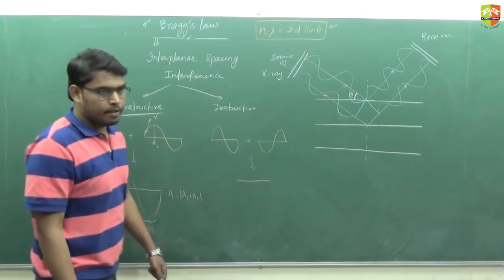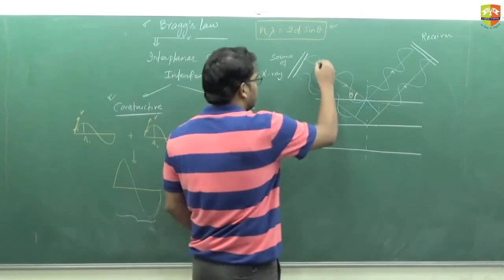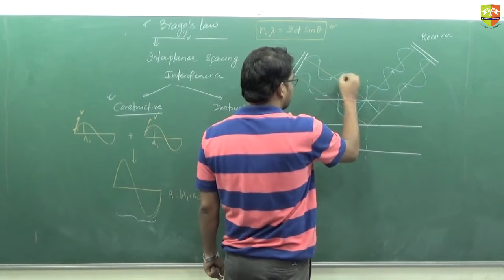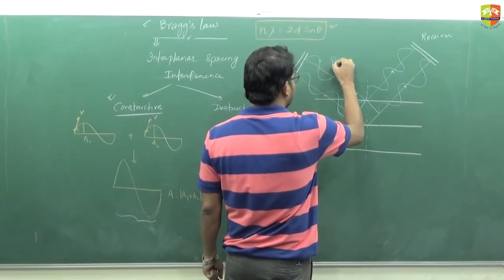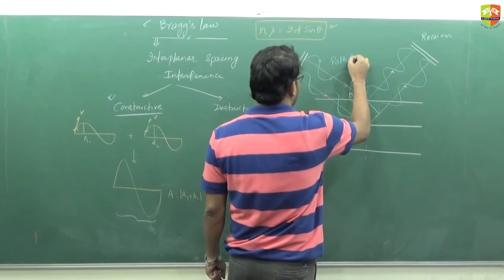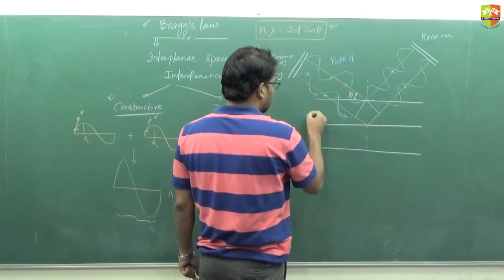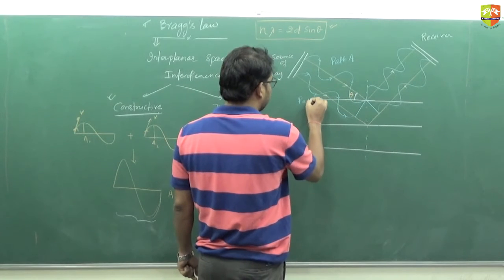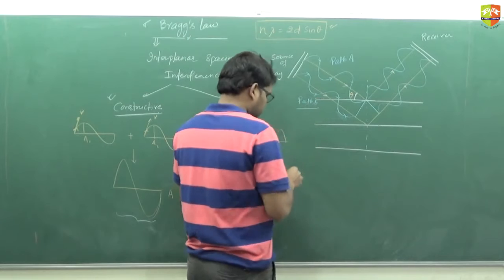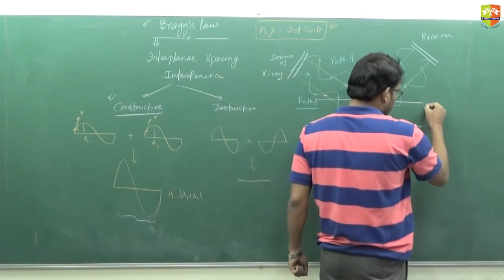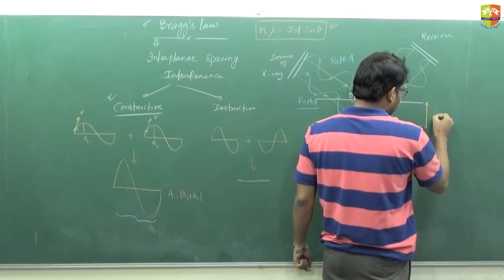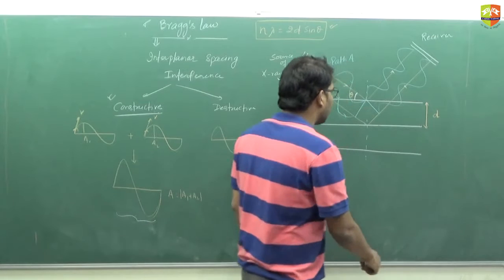Suppose we have path A, and we have path B. This distance is the interplanar spacing D.